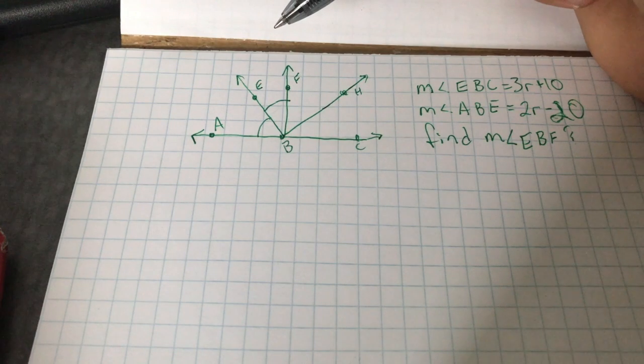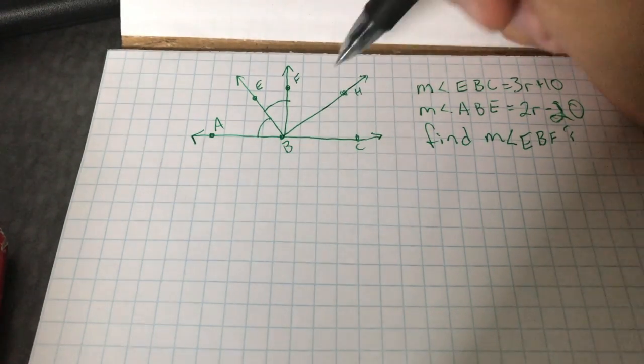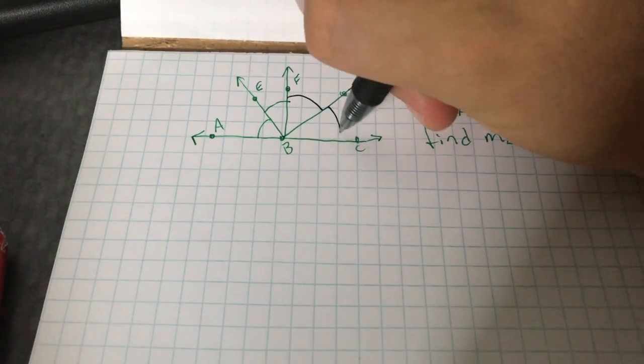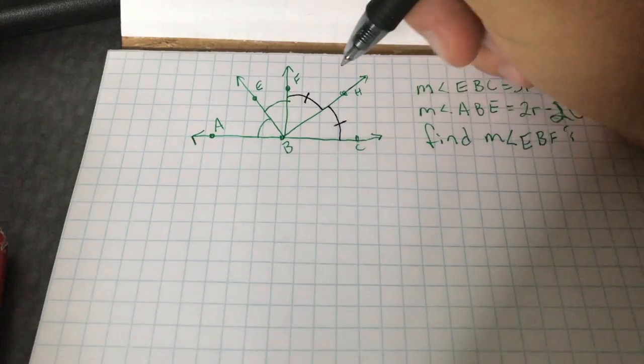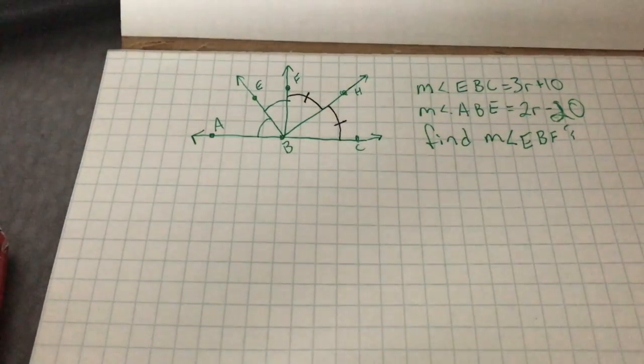So one thing we want to notice in the beginning sentence of this problem set from number 37 to 42 is BA and BC are opposite rays, and BH bisects EBC. So right here, we can say that this also equals that. So it looks like that could help us out, but we're not really sure.